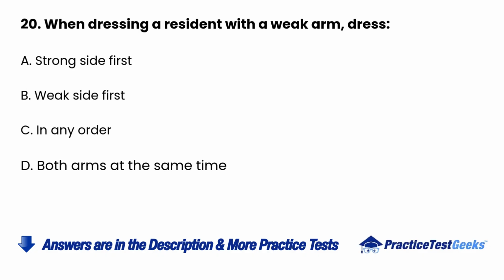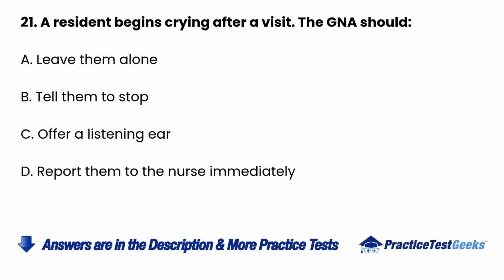20. When dressing a resident with a weak arm, dress A. Strong side first. B. Weak side first. C. In any order. D. Both arms at the same time. 21. A resident begins crying after a visit. The GNA should A. Leave them alone. B. Tell them to stop. C. Offer a listening ear. D. Report them to the nurse immediately.